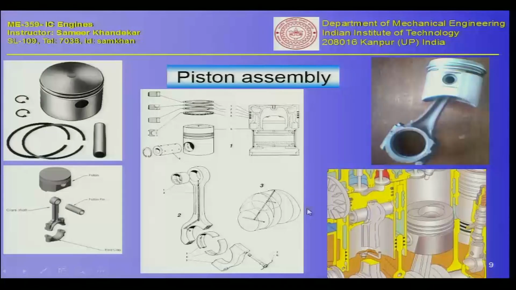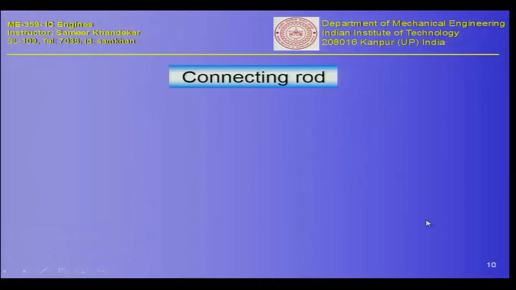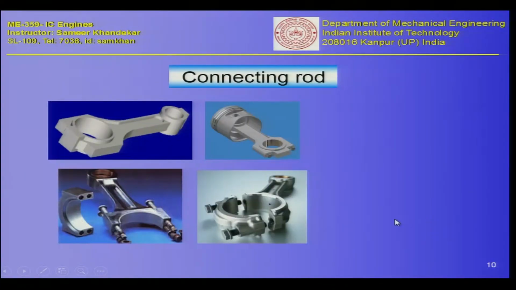Now, let us move on to actually seeing some photographs also. So for example, here this is the assembly I just showed you, and here is how it gets fitted inside the engine. Now looking at the connecting rod, there are several shapes. You have seen one of these shapes, which is very similar to the diagram here. For example, these are different views. This is the lower half of the bearing, this is the upper half of the bearing, and this is the connecting rod.